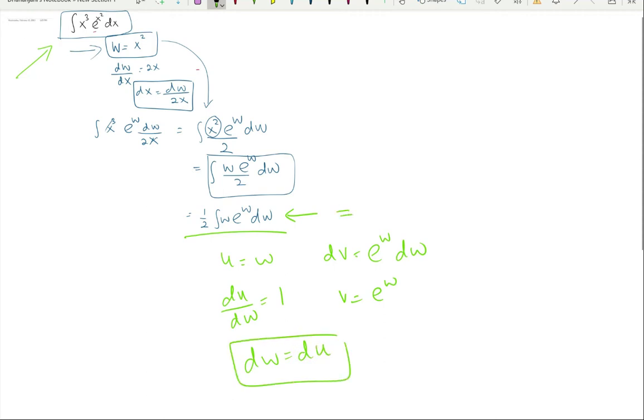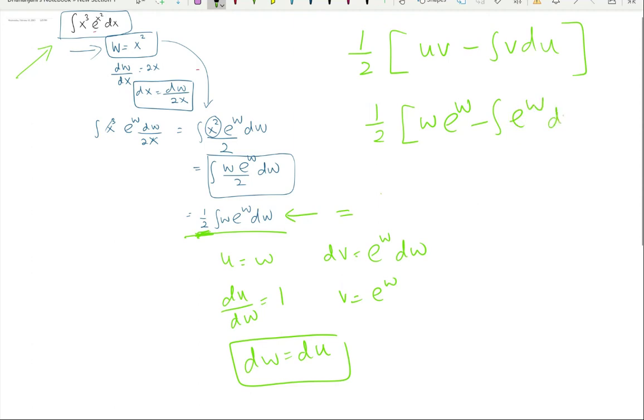So let's use the formula here. Let's have that half outside. So that half times uv minus the integral of v du. Remember, we have a half outside the integral. Now half, u is w, v is e to the w, minus the integral of v, which is e to the w, du is dw. Now this integral is half w e to the w. If you integrate e to the w, it's e to the w plus c.